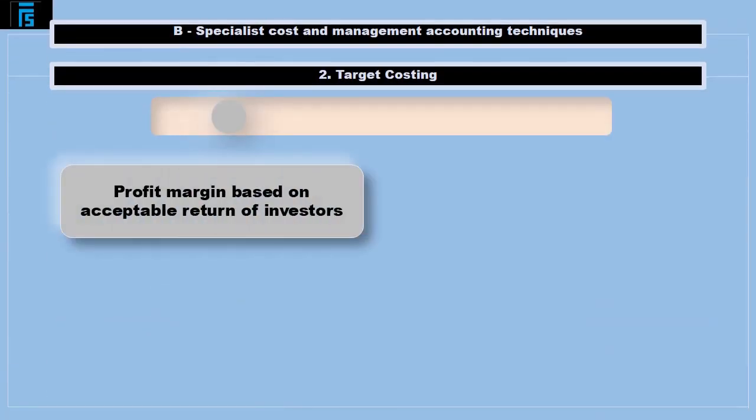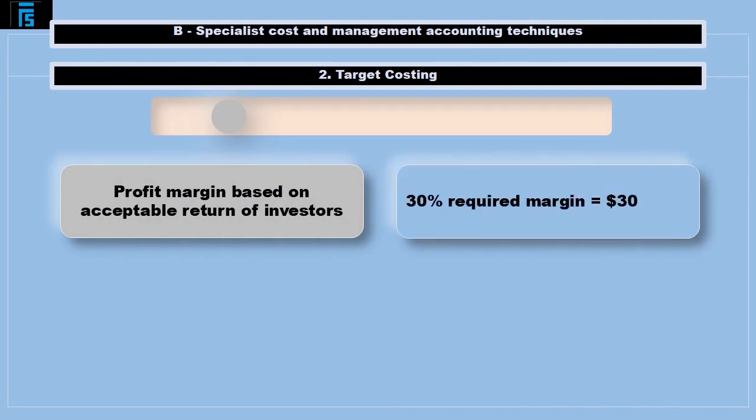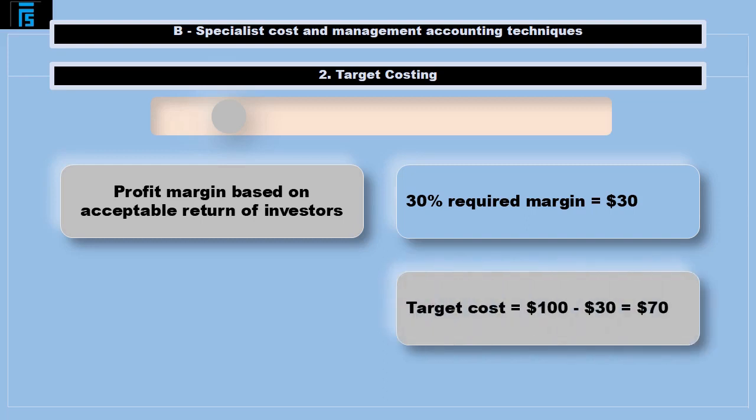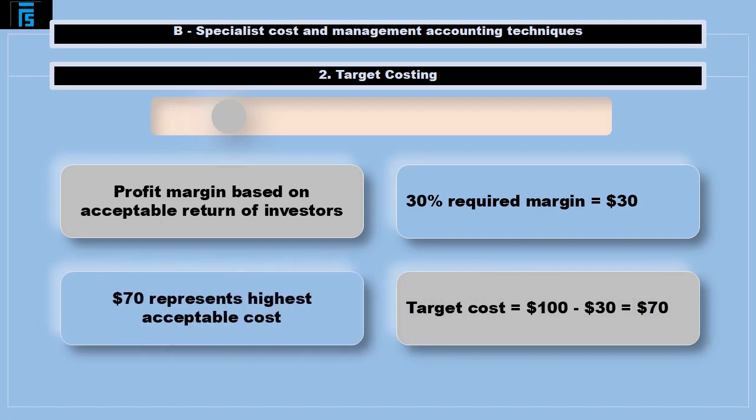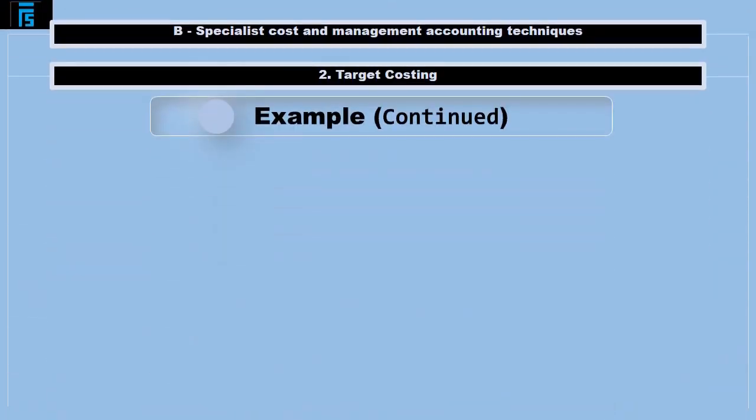A profit margin is calculated based on what is an acceptable return to Company A's investors. A 30% required profit margin equates to a $30 profit based on product P's sales price of $100. Based on these numbers, we can derive the target cost of the new product. This is calculated by subtracting the required profit of $30 from the product selling price of $100. The target cost of $70 represents the highest acceptable cost to Company A of making product P.